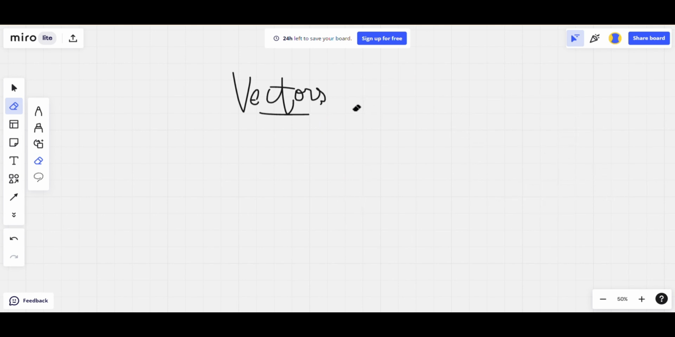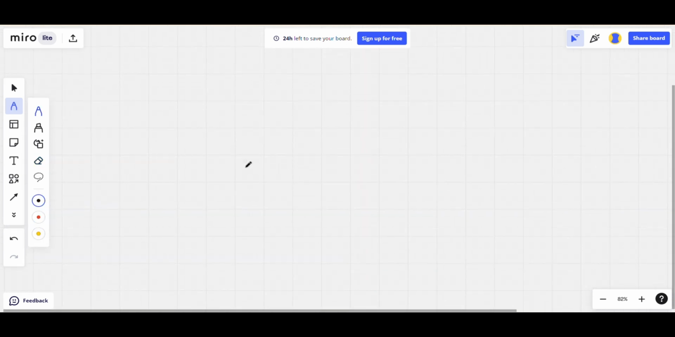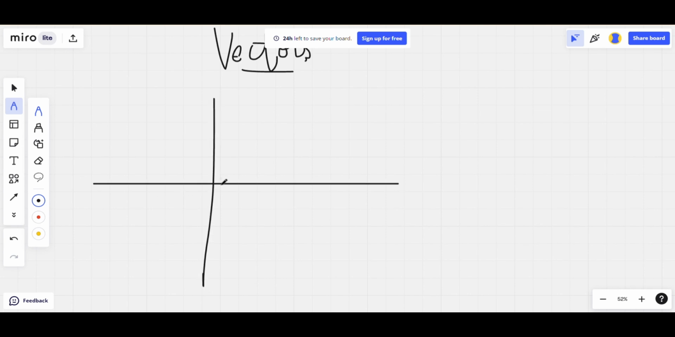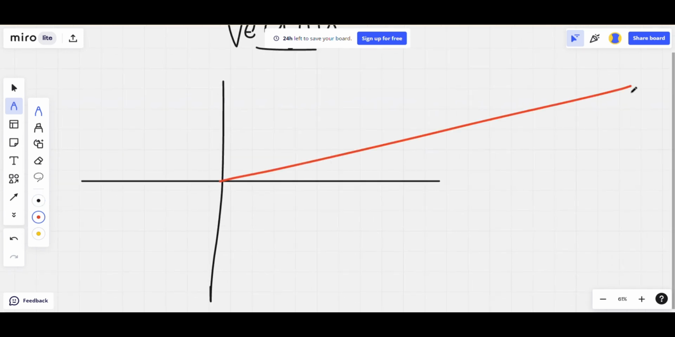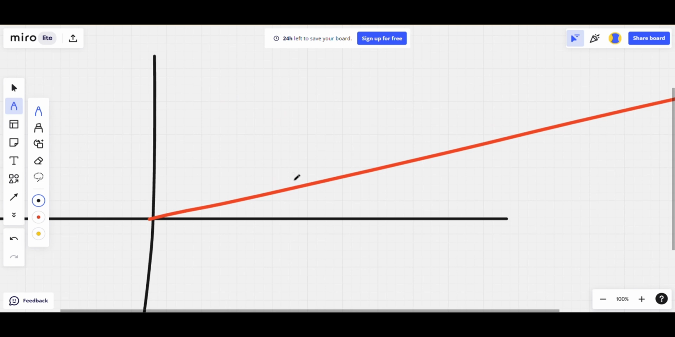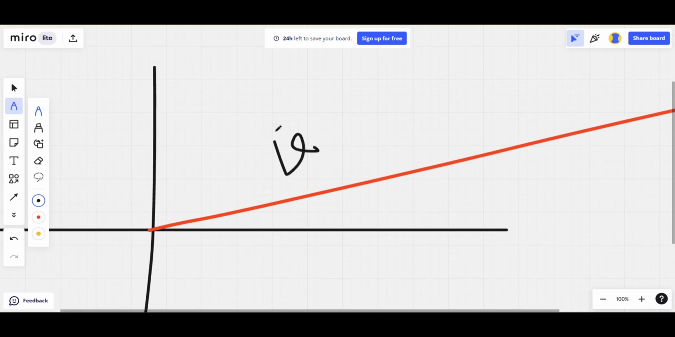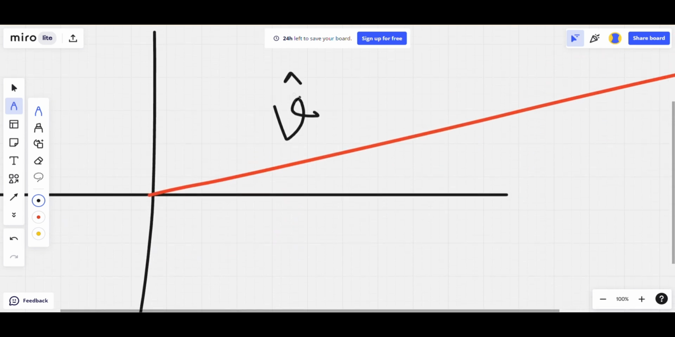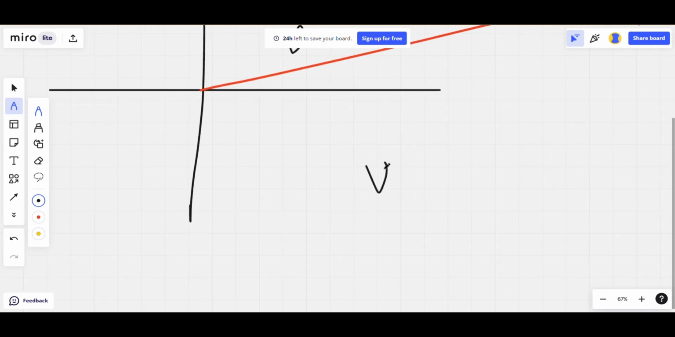Let's look forward to what unit vectors are. Let's take a random vector in a Cartesian plane. Okay, this is a vector. Now what is a unit vector? A unit vector is nothing but a vector. Let's say the unit vector is the vector v like this. Okay, so we have this unit vector.